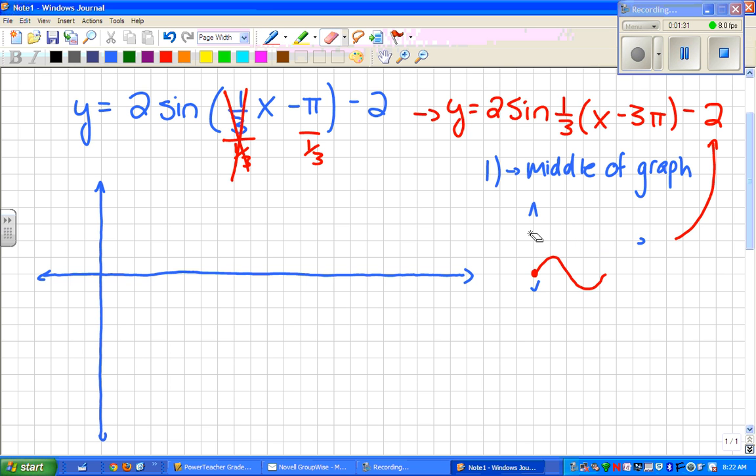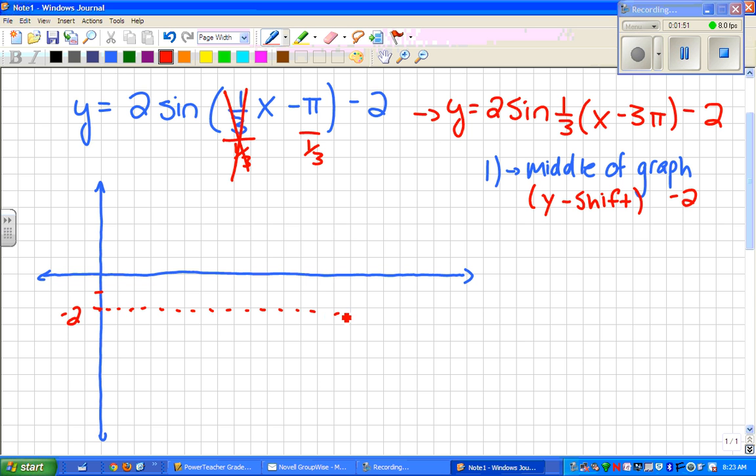Alright, so let me delete this now. Okay, so our y shift changes the middle of the graph. In this case, it's -2. So our new middle is at -2. And I'm going to put a dotted line across the board that shows where that new middle is.